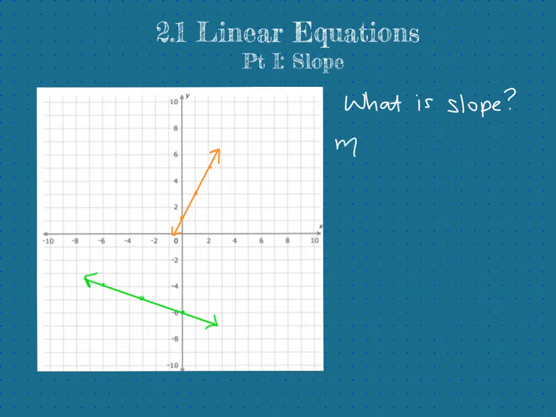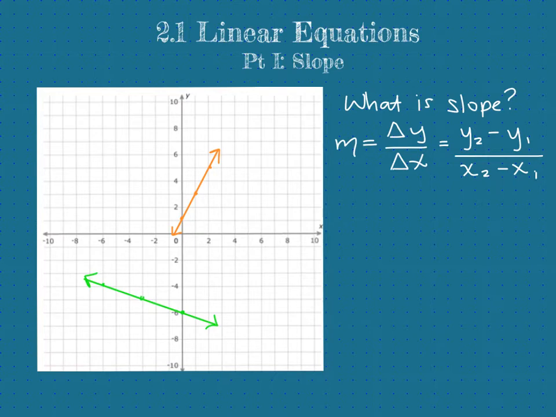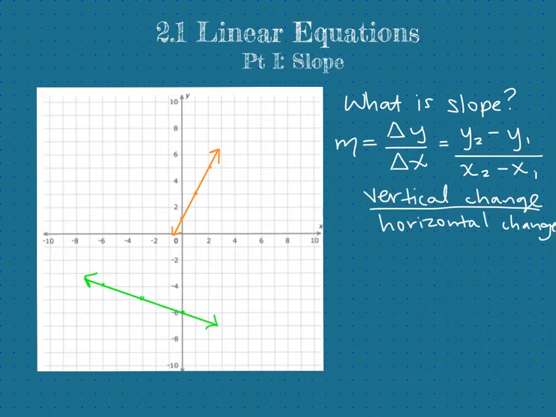And slope is identified as a little m, kind of italicized, and we'll write it as the change in y divided by the change in x. That little triangle means delta, and it means change in. We can also write this literally, finding the change through subtraction. So to find the change between two values, we'll subtract y2 minus y1 divided by x2 minus x1. So that is the formula for slope. And we know that another way to think about slope is the vertical change divided by the horizontal change.